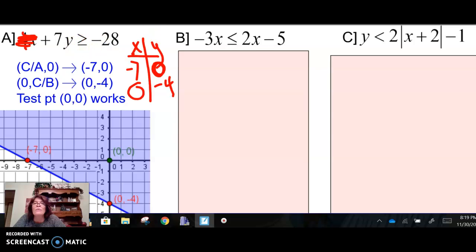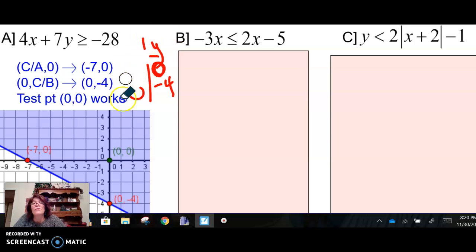Since this has an equal to sign, it's not a dotted line, it's a solid line. So we connected -7, 0 and 0, -4. And then we had to figure out where do I shade? Up here or down below? So I'm going to test the point 0, 0 again. Is 0 bigger than -28? Yes, it is. So 0, 0 should be in the shaded spot. So that's what made me decide to shade everything up here. Okay, so hopefully you got that.